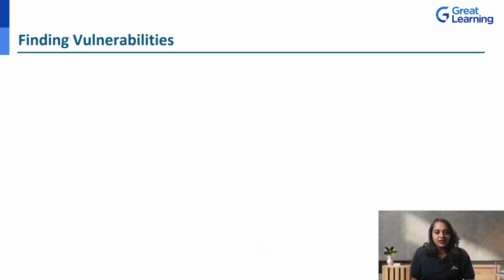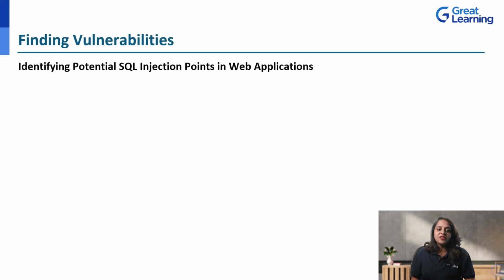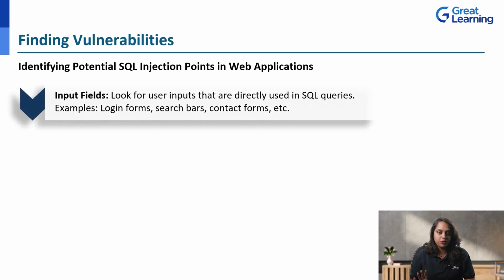Next is finding vulnerabilities, which means identifying potential SQL injection points in web applications. What points can be considered in a web application? One is input fields. As I told you, your login forms, URLs, search bars, and contact forms are all forms of input fields where SQL queries can happen. So look for user inputs that are directly used in SQL queries.